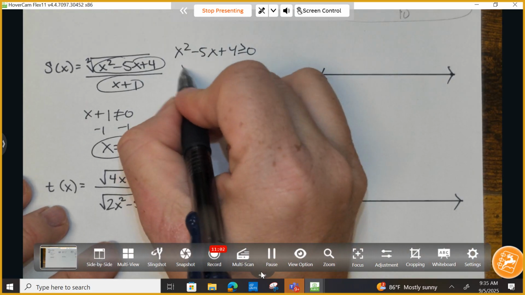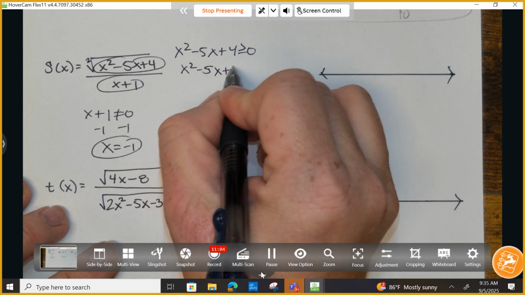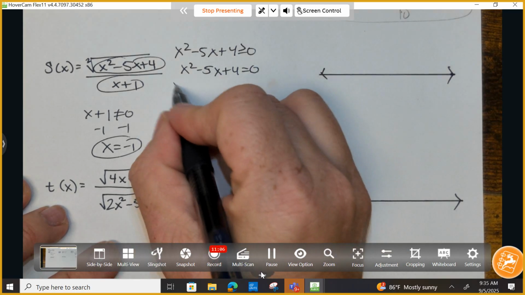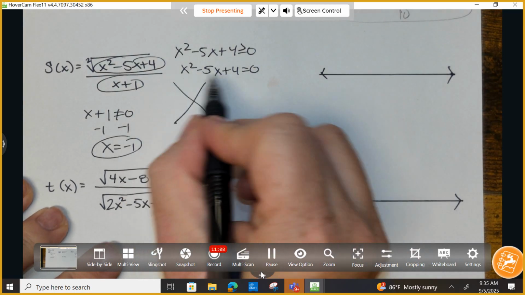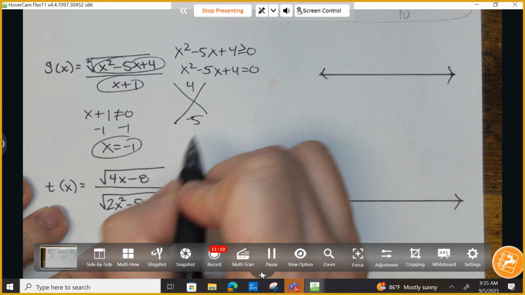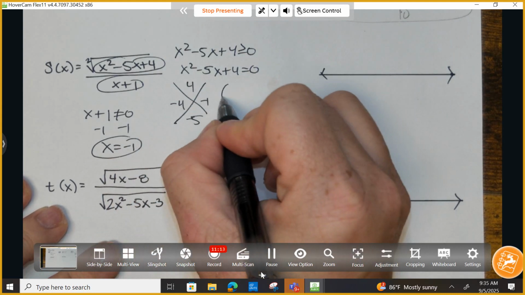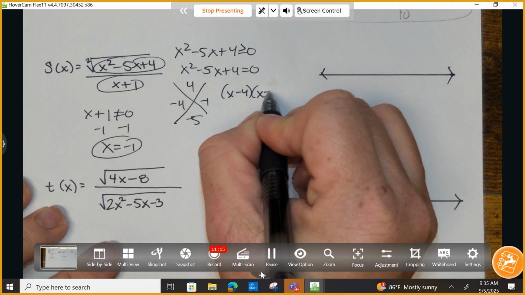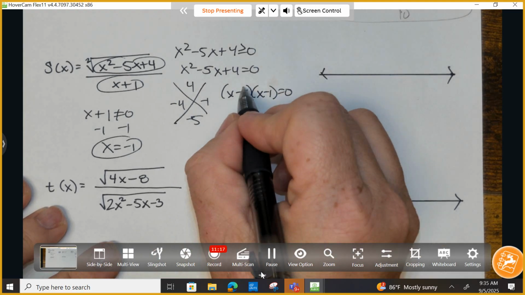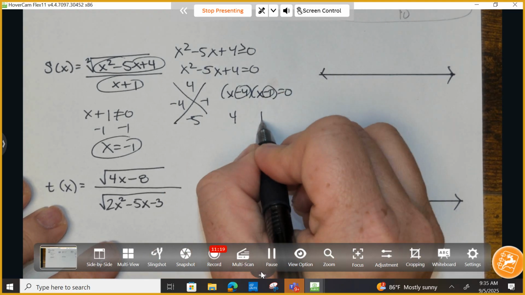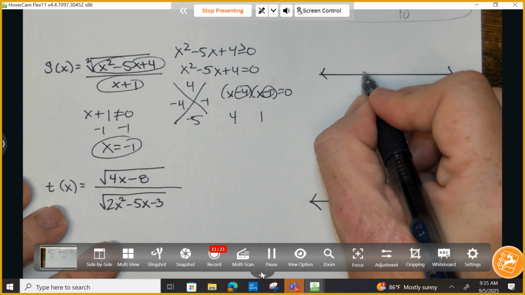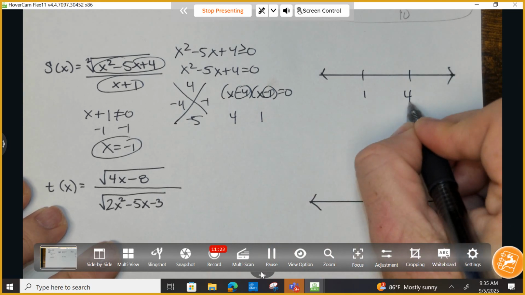Okay, so if we remember how we did this in Unit 2, we would set it equal to 0, and we're going to find those hash marks. Hopefully this time I do it right. What multiplies to give us 4 and combines to give us negative 5? Negative 4 and negative 1. So x minus 4 and x minus 1. I'm finding out those hash marks. So 1 is a hash mark and 4 is a hash mark.